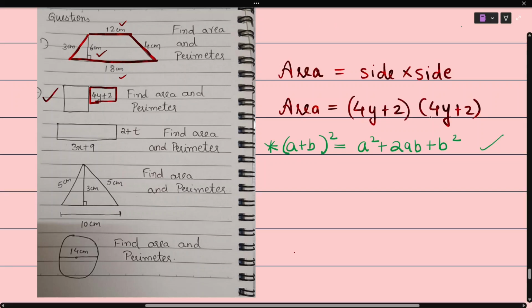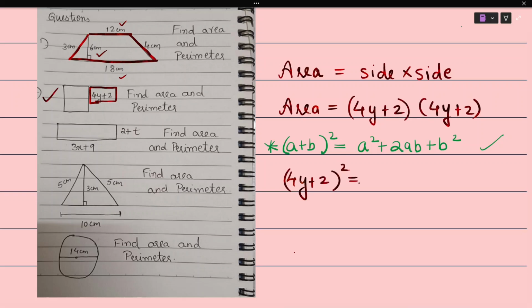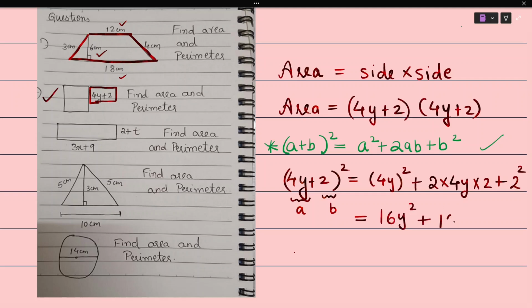So 4y plus 2 into 4y plus 2 is simply 4y plus 2 the whole square. So this is equal to, instead of a here we have 4y and instead of b here we have 2. So a square will be 4y the whole square. Don't just simply write 4y square because a is 4y. So a square is going to be 4y the whole square plus 2 into 4y into 2 plus b square. B square is 2 square. So this is going to be 16y square plus 16y plus 2 square is 4. So this is going to be the area.